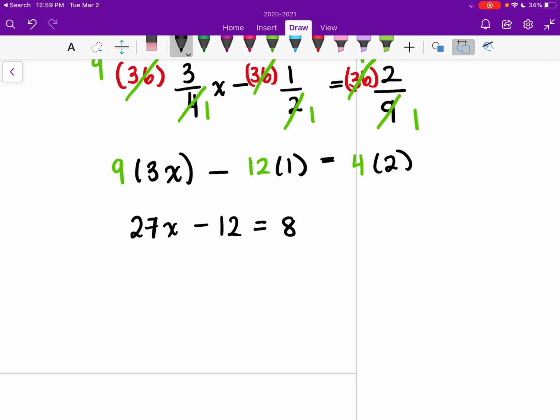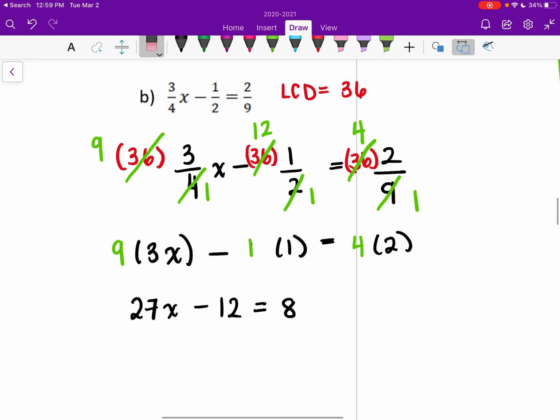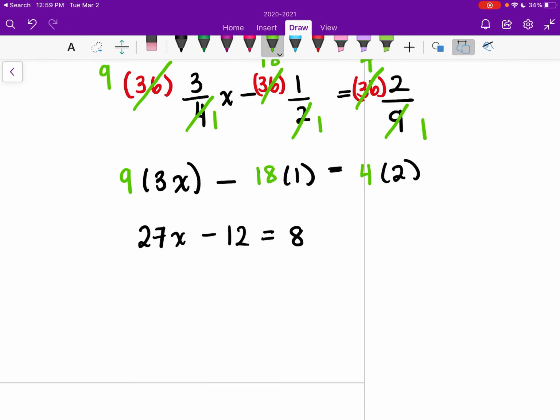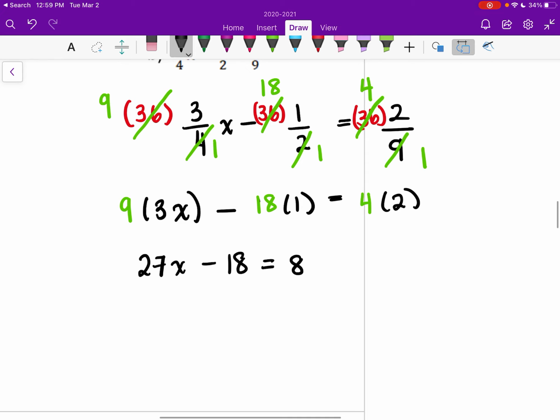Did I really say 36 divided by 2 is 12? I'm sorry. This should be 18. So if you're looking at me like, Miss Singh, what are you doing? It should be 18. Oh, you're right. So that should be 18, right? Because 36 divided by 2 is 18.